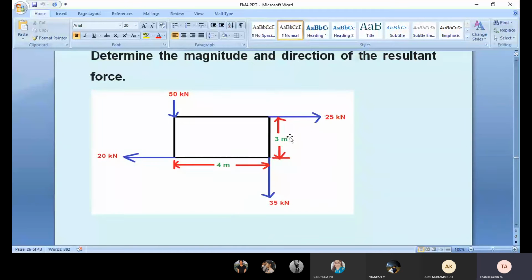You may ask, sir, what is the 3 meter, 4 meter for? They are making it confusing for testing knowledge. Here, no need for 3 kilonewton, 4 kilonewton, no need for 4 meter. Understand? Sindhuja? Sir, what is the use of 3 meter and 4 meter? For this problem, no need. No need, but we need the resultant.